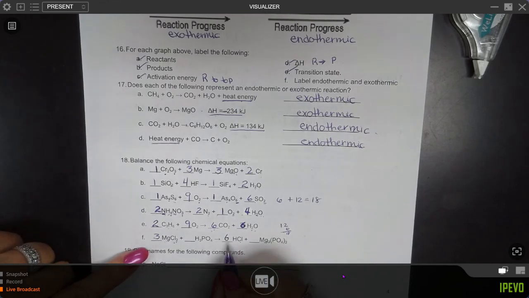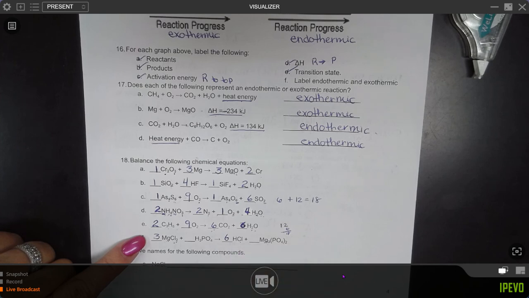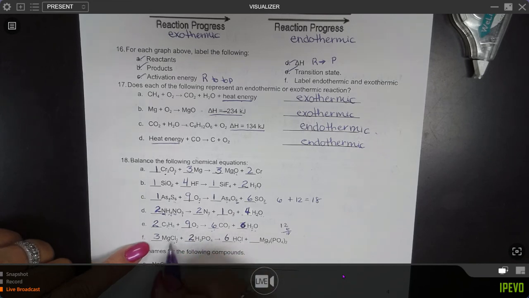Let's see. So now my chlorine's balanced, my magnesium's balanced. What about my hydrogen? I have 6 hydrogen here. So a 2 here gives me 6 hydrogen, which gives me 2 phosphates. So I'm good to go.